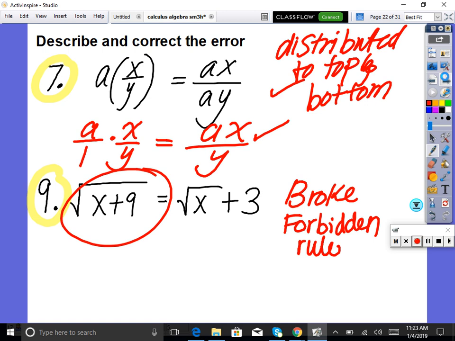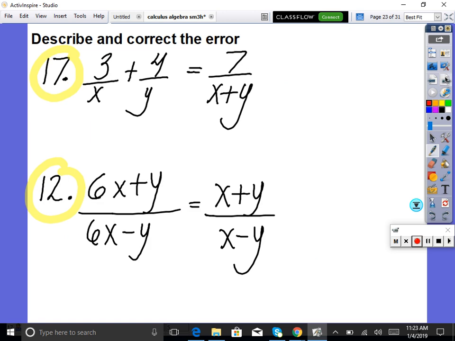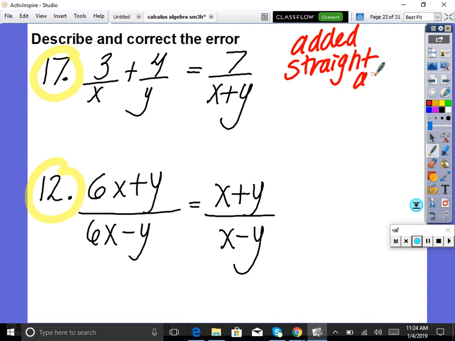All right. Let's do 17. Describe and correct the error. So what did this student do? Right, so didn't they just add straight across? What the heck is the student doing? They added straight across, which is incorrect. So now to do it correctly, you said you needed a common denominator. So let's do it. So this would need y over y, x over x. So in our numerator, what do we get?